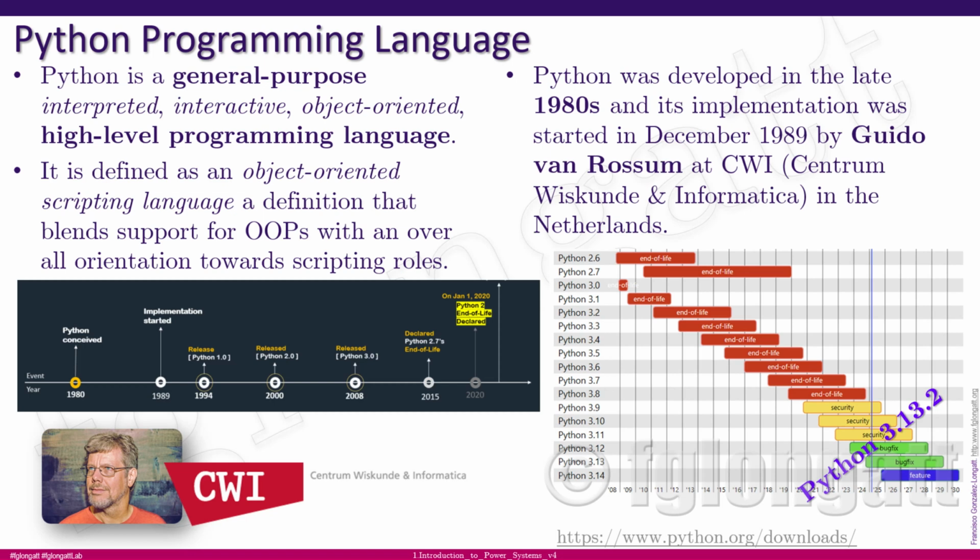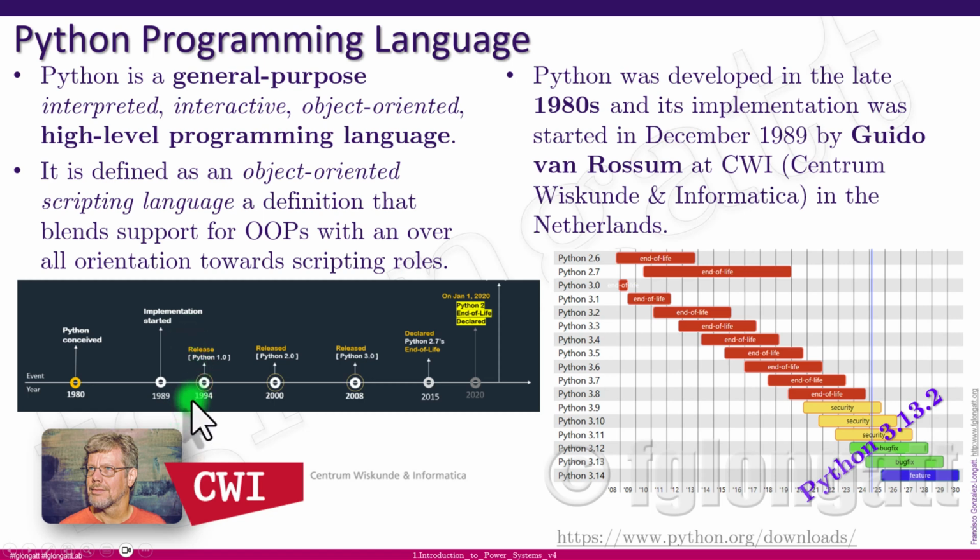Yes, that is true. In December 1989 it was developed by this gentleman over here. You can see here the photo. His name is Guido van Rossum. He was at the CWI, that is basically a center for informatics in the Netherlands. So that is the origin of Python, the implementation of Python in 1989.